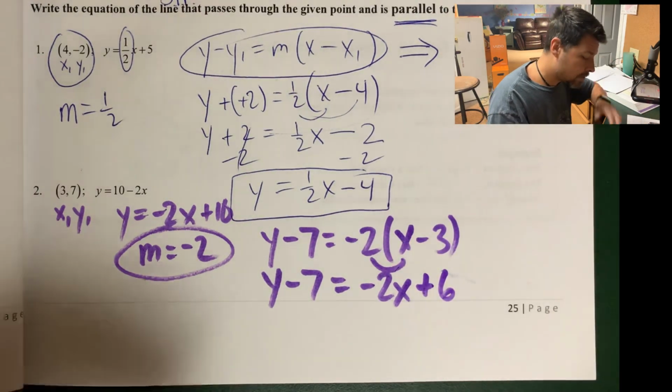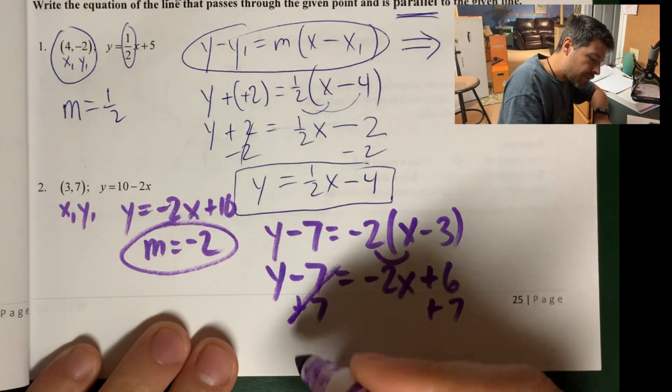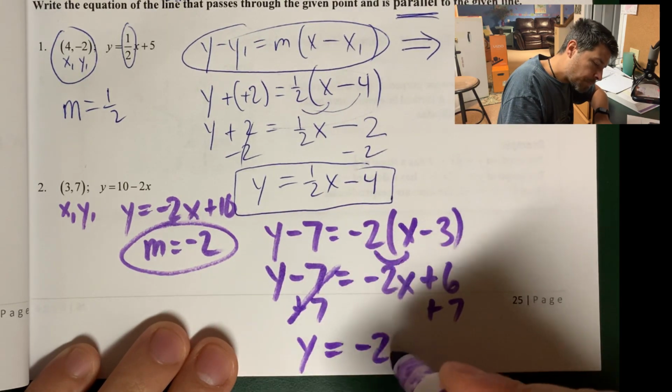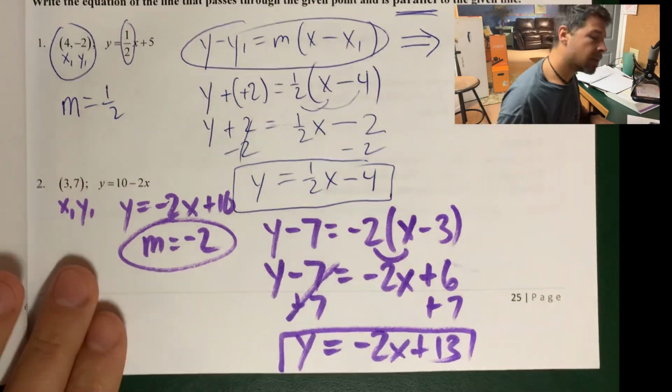To get this in slope-intercept form, we get y by itself. We're going to add 7 to both sides. And my final answer is going to be y equals -2x plus 13. Remember, you want to get your answer into y equals mx plus b form.